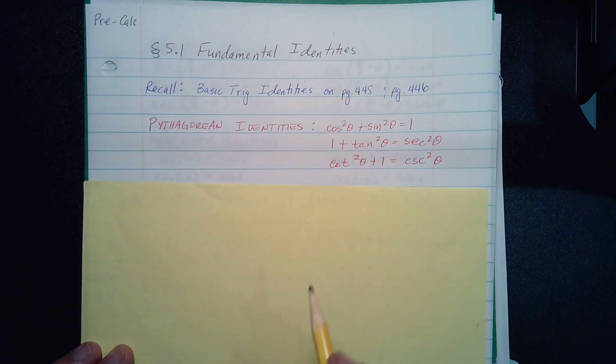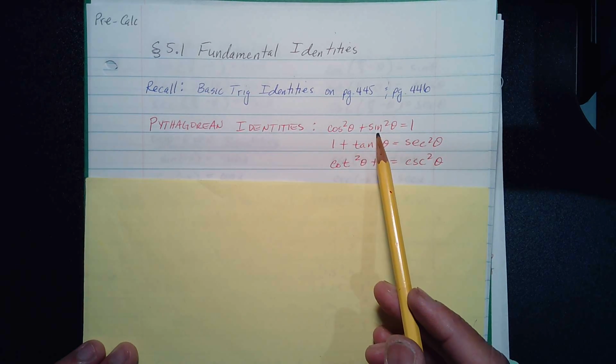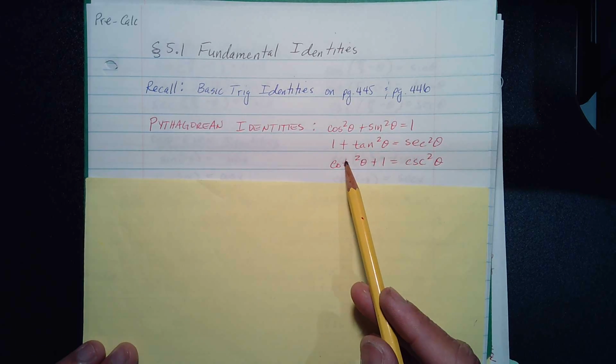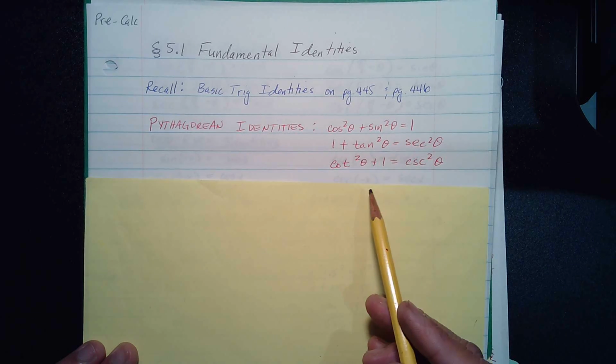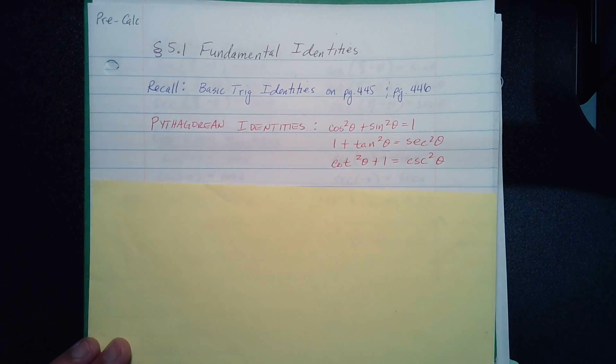And a couple of Pythagorean identities: cosine squared theta plus sine squared theta equals 1; 1 plus tangent squared theta equals secant squared theta; and cotangent squared theta plus 1 equals cosecant squared theta.